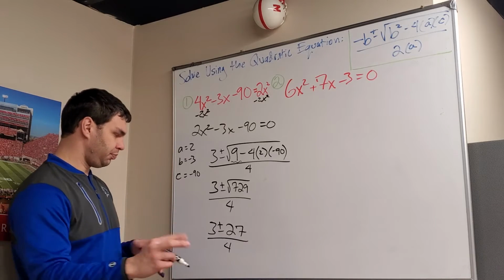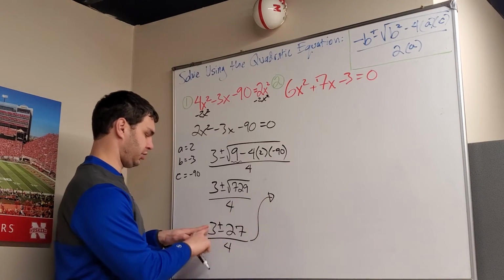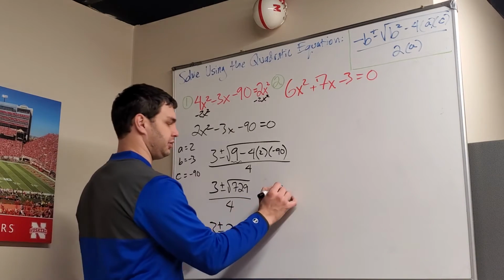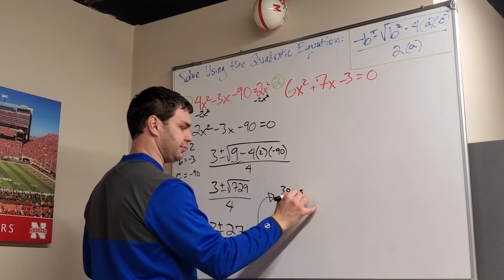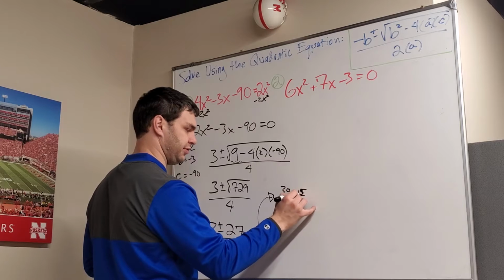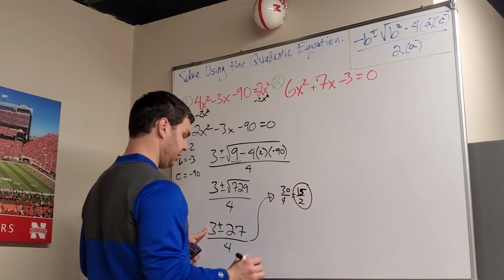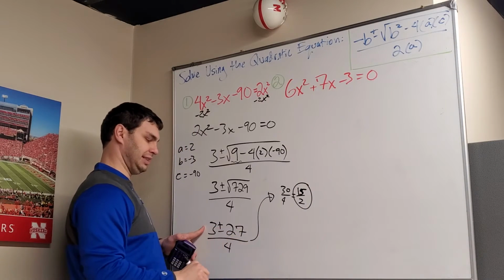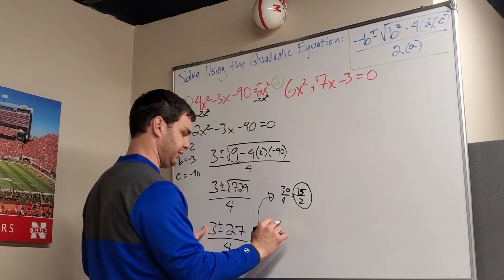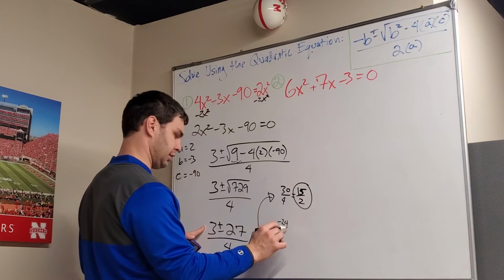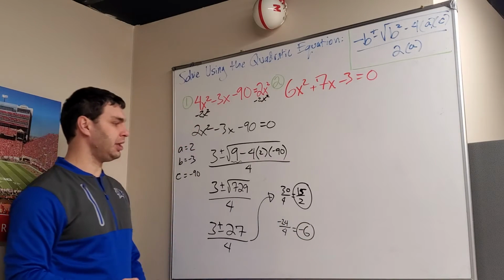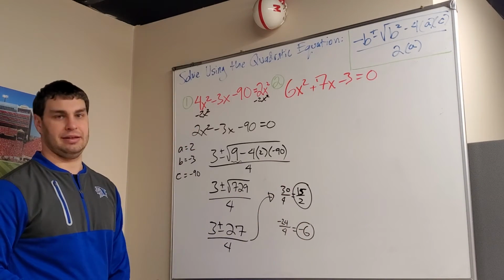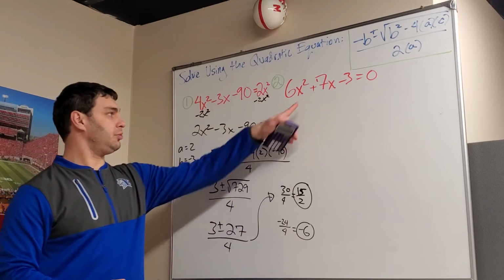All right, so we have two problems here. We can think of this as 3 plus 27, which would be 30 divided by 4, or 15 halves. 15 halves, a bad 5. Or 3 minus 27, which is negative 24, divided by 4, which is negative 6. So two answers to this problem are 15 halves and negative 6. All right, let's try it again with another problem.